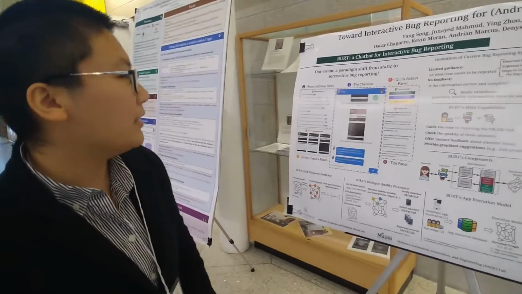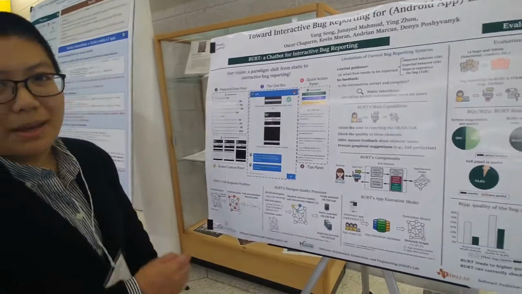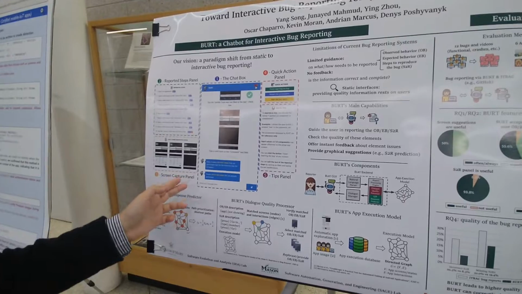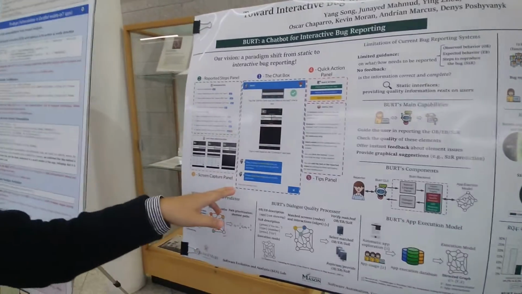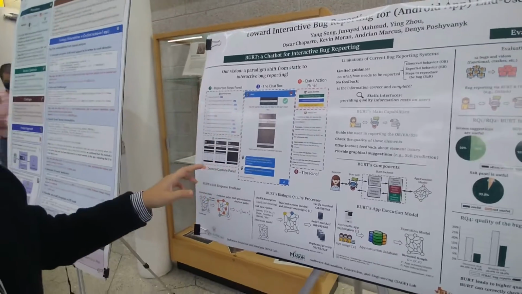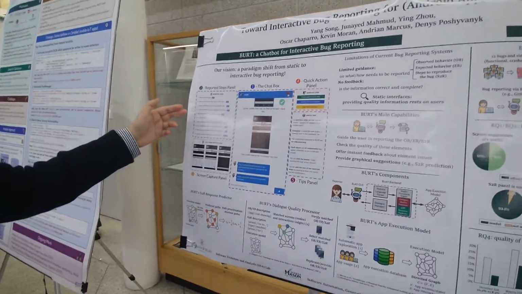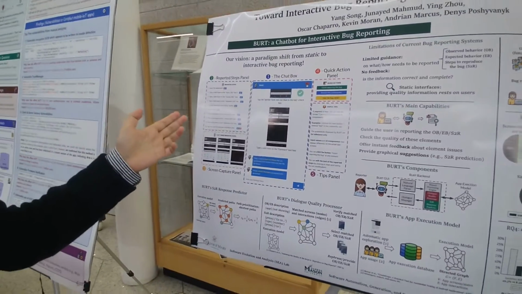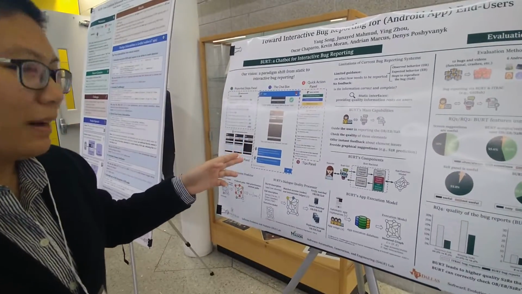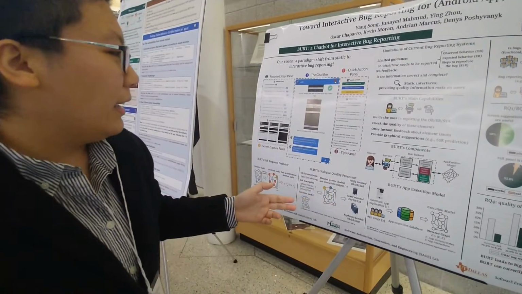So I'm going to start with the graphical user interface. As you can see, it has several parts. The main part is called the chat box, which allows the user to interact with BURT. The user can type a message here, and BURT processes the message, checks the quality, and also provides graphical suggestions. This panel lists all the steps to reproduce that the user provided.